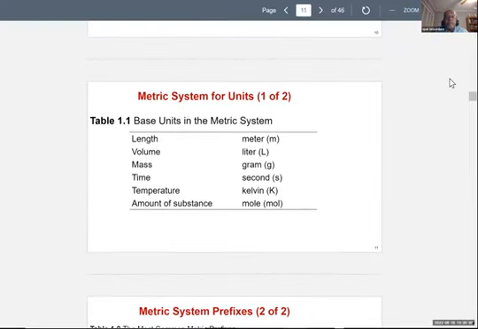These are the 6 base units in the metric system. They are meters, liters, grams, seconds, Kelvin, and moles. There are other systems of units, such as the CGS system, where centimeters, grams, and seconds are used. In common day-to-day use, we use pounds, gallons, etc., and Fahrenheit.